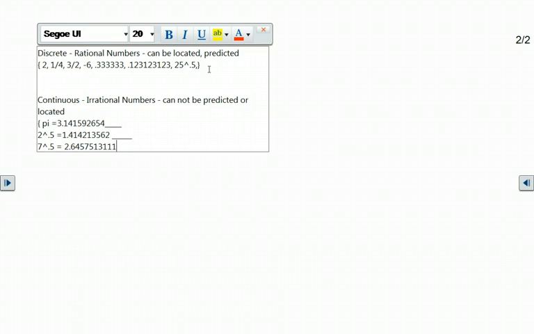3111. Now, somebody could go out on a limb and say the next digit is 1, but I wouldn't put money on it because there's no pattern. So that's the difference between discrete and continuous, and it's the difference between rational and irrational. And I guarantee you somebody in here has gone through 3 years of high school math and didn't know the difference between rational and irrational. Now you do.